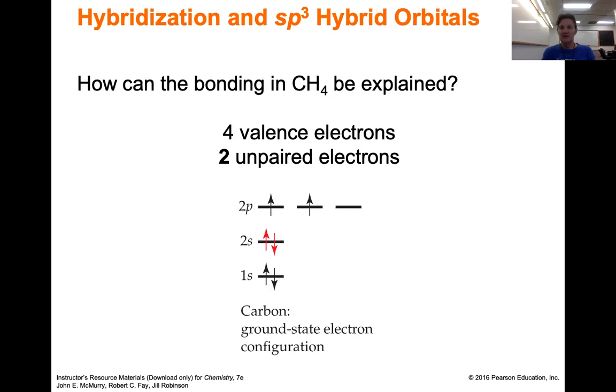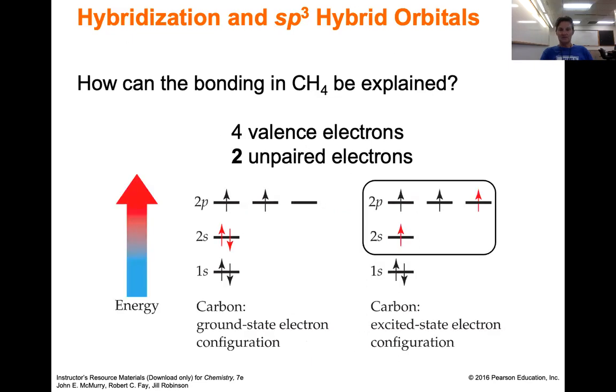So how can the bonding in methane, CH4, be explained? Carbon has 4 valence electrons and 2 unpaired electrons. So the carbon ground state electron configuration is 1s2, 2s2, 2p2. And remember that the electrons that take part in bonding are the valence ones, so those 1s electrons won't be part of our discussion. But you look at that and you say, well, there aren't 4 orbitals on carbon that each have 1 electron in them. So something is wrong if we know that methane forms 4 bonds.